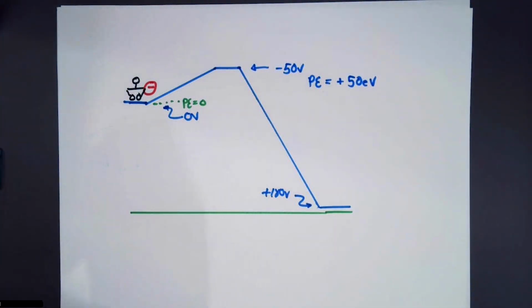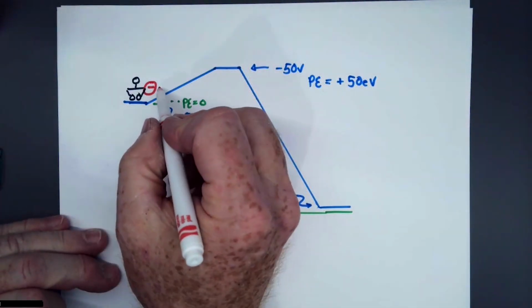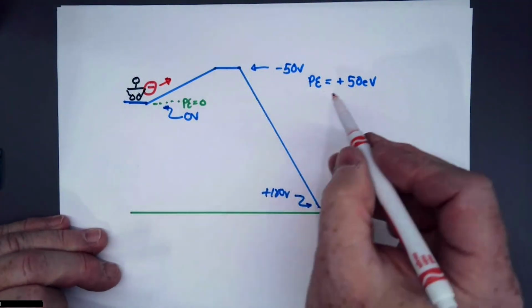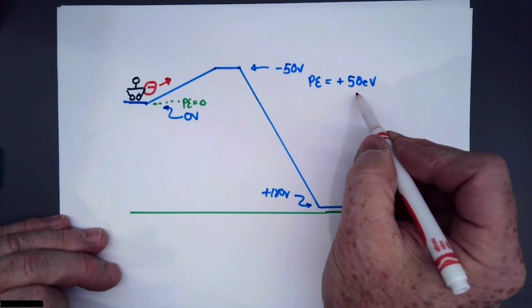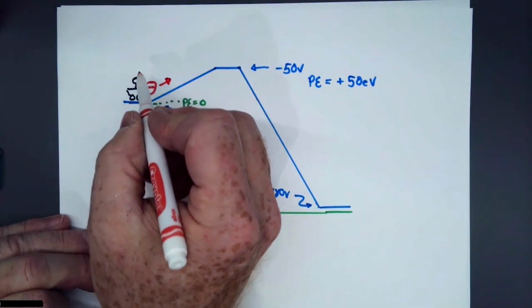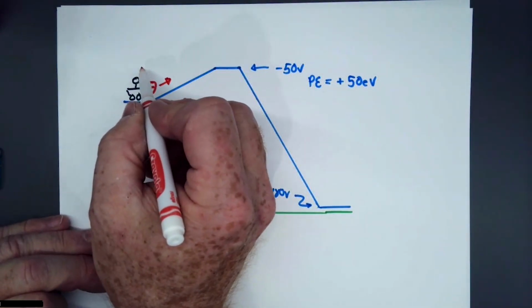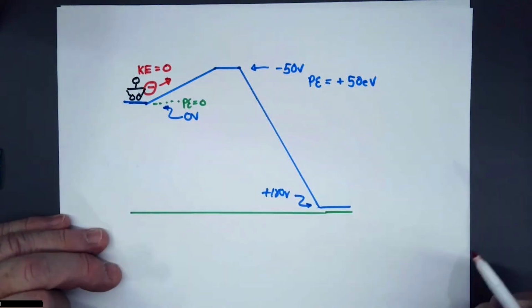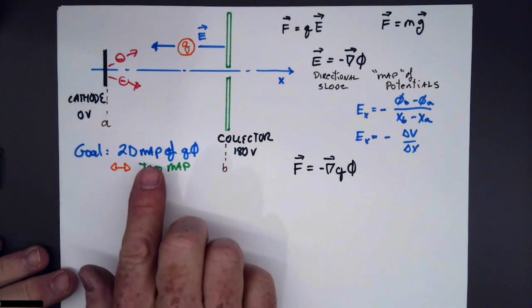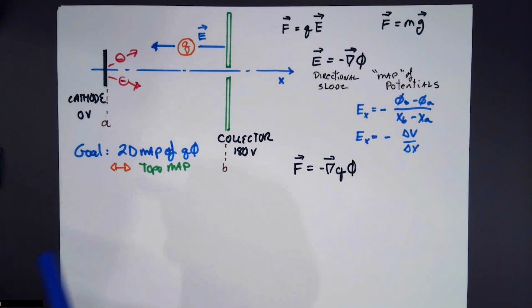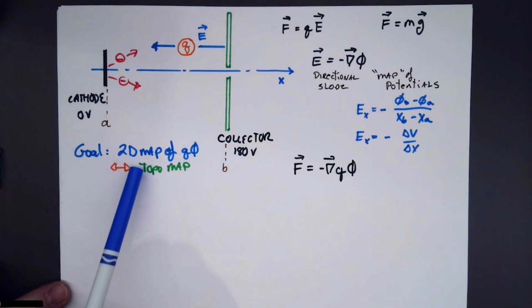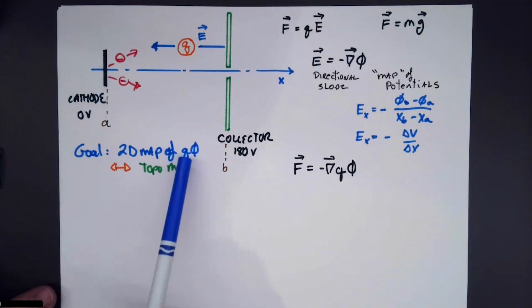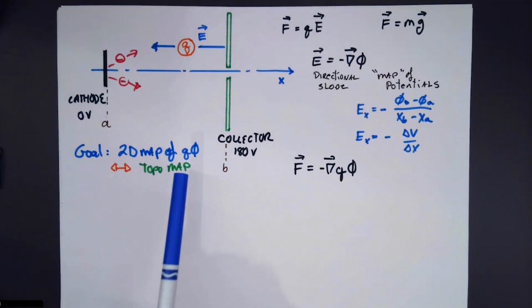This also says if I wanted my electron to go over this hill, I would have to give it a kinetic energy of at least 50 eV in order for this to happen. But again, they're thermionically emitted. They have very little starting kinetic energy, so they're not going to go up this. So let's return to this. The idea is I need a 2D map of Q times phi, or this is just potential energy. This is Q times change in volts. So that's what we're going to do.